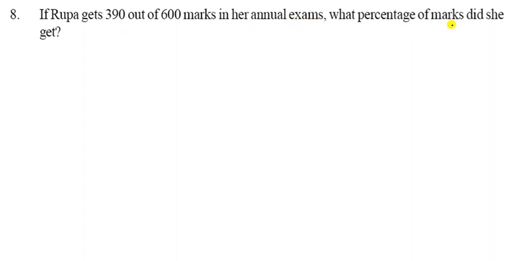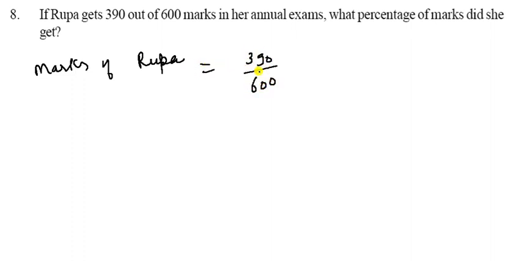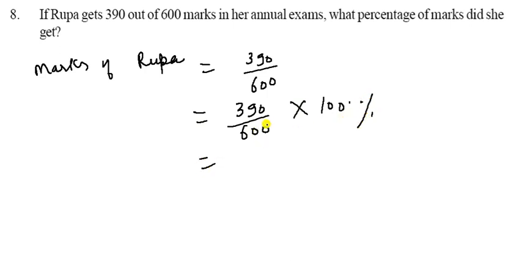If Rupa gets 390 out of 600 marks in her annual exam, what percentage marks did she get? So the marks of Rupa, that one is 390 out of 600. So that one is marks. So let us see how we can change it into percentage. It is 390 upon 600 into 100.